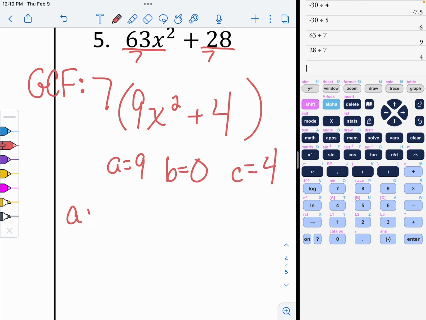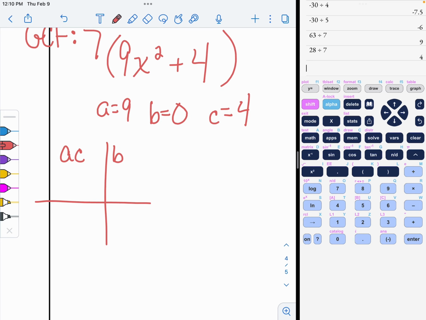A, C, and B are going to be my numbers. So 9 times 4 is 36. B is 0. 1, 2, 3, 4, 5, 6. 36 divided by 1 is 36. Add those to get 37.